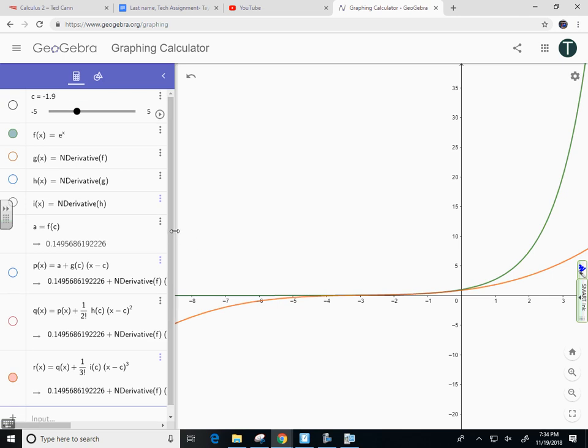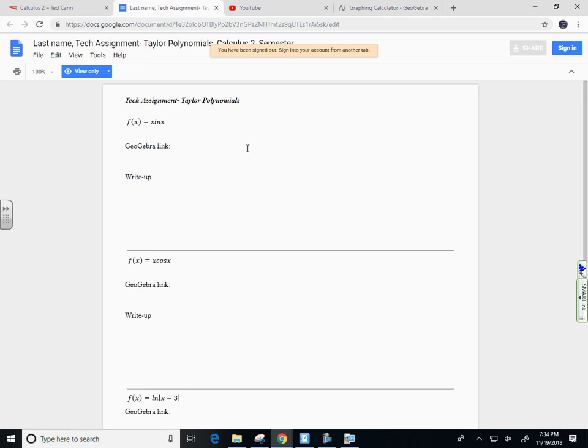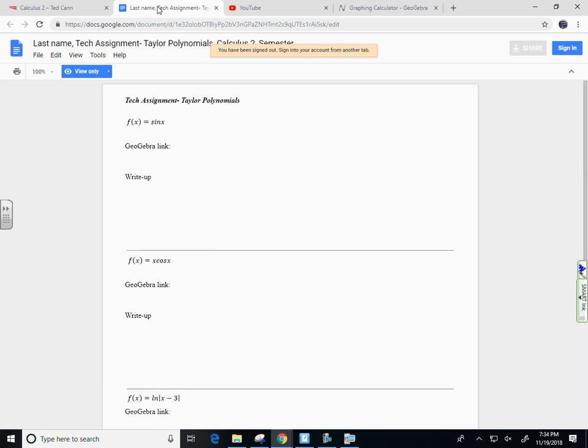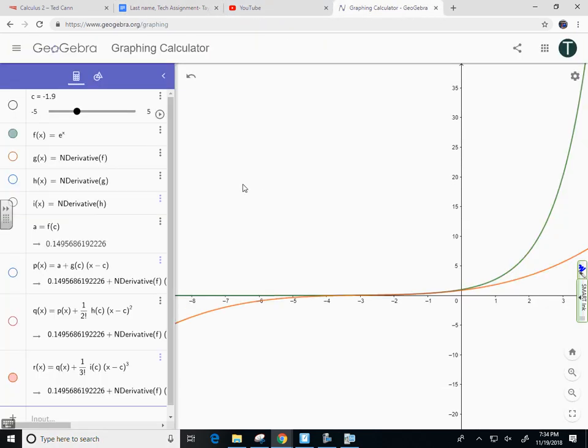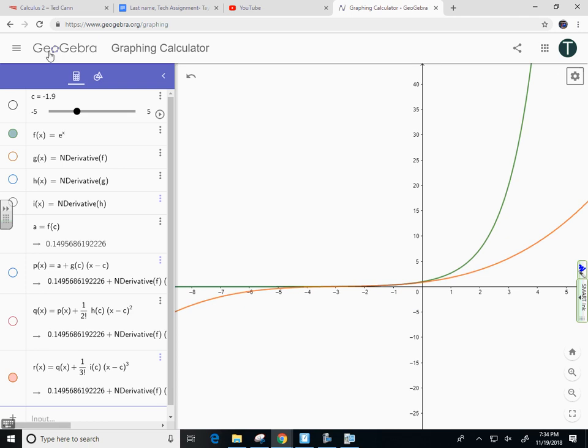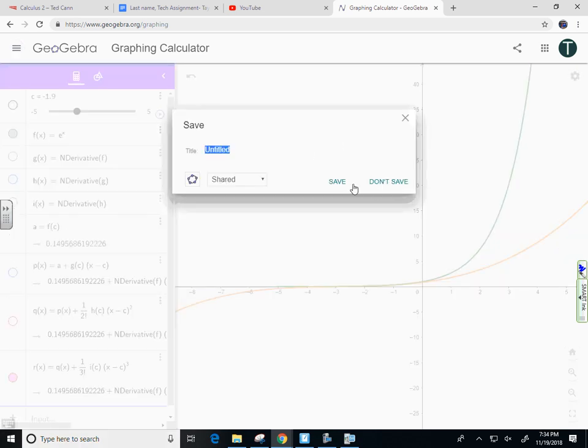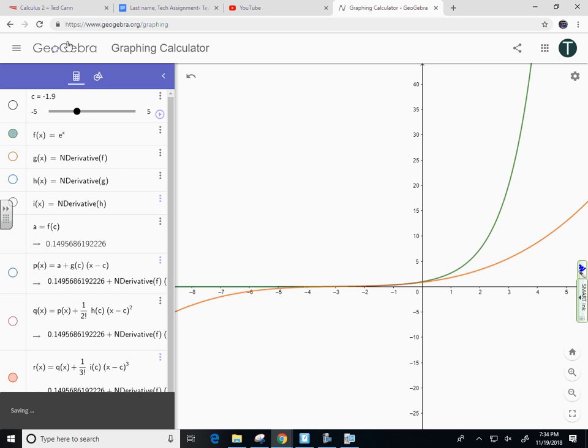Now, your job is to do this for the sine of x, x cosine of x, and the natural log of x minus 3. That sounds terrible, because what I need from you is a link for each of the GeoGebra applets that you create. So what I would do here is save this, click on the little hamburger, I think is what they call it. Save it as whatever you want, doesn't matter, and then share.